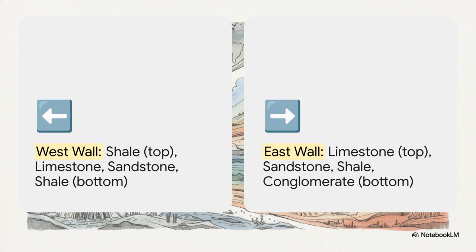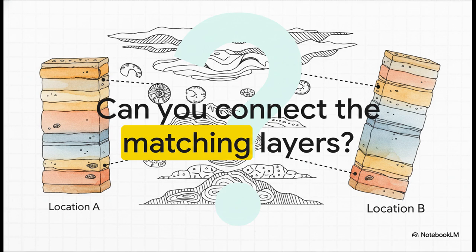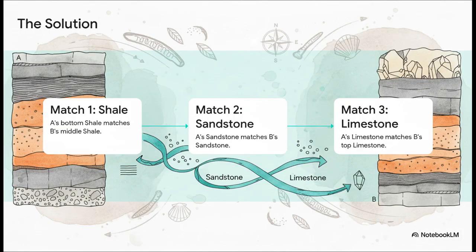This is a classic geological puzzle. So go on, take a second, see if you can crack it. Which layers in location A match up with the layers in location B? Where's the overlap? All right, did you get it? The key is to find that unique pattern that shows up in both places. That sequence of shale, then sandstone, then limestone, that's our match. So what does that tell us? It tells us the top shale layer in A is younger and that bottom conglomerate in B is older. We just filled in a gap.